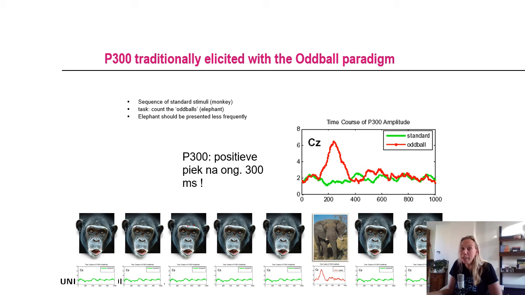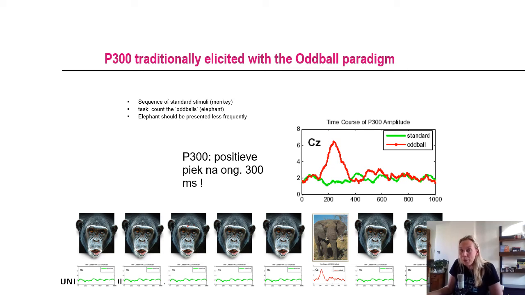Did you see it happening? So your brain gets used to the monkeys. It doesn't give a lot of response anymore to it every time you see a monkey. But then, aha, an elephant, and you see a P300 arising. And as I explained in one of the former lectures, the P300 stands for a positive peak after about 300 milliseconds. P300. We're not so inventive with names in psychophysiology.